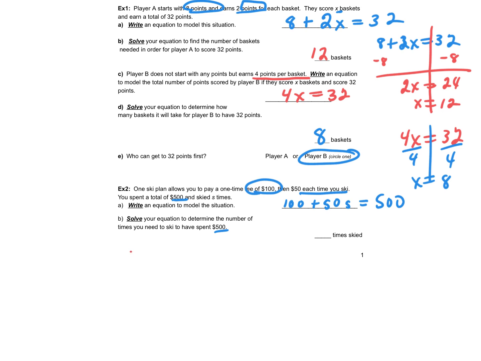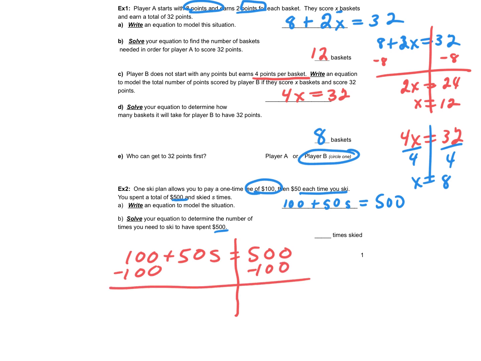Change colors, and I'm going to solve that over here. And remember, you're writing out all your work to get the foundation for solving equations. Minus 100 from each side, and then 50s equals 400, so s is equal to 8. So 8 times you can ski. Now let's go on to the next page.